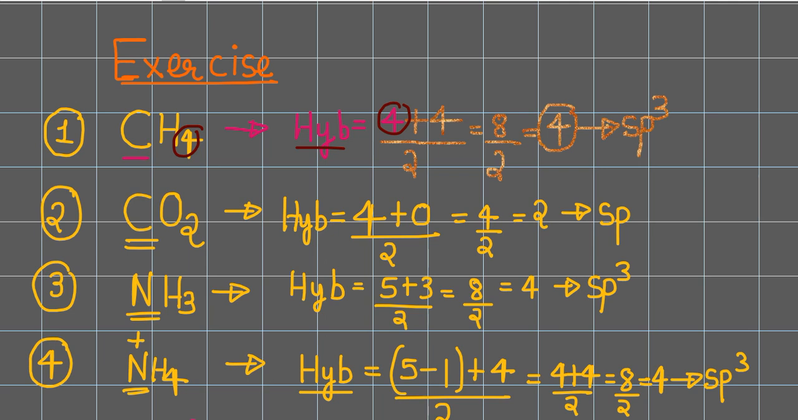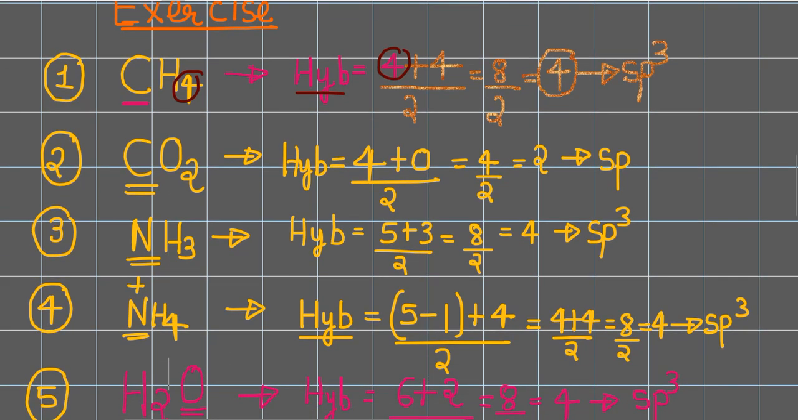sp3 hybridization. NH4 positive ion, the ammonium radical. Now this is somewhat different from the above 3 cases. How is it different? In the ammonium ion, nitrogen has a plus charge because it has donated 1 electron.